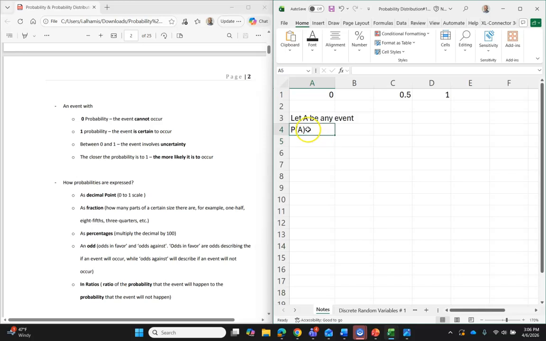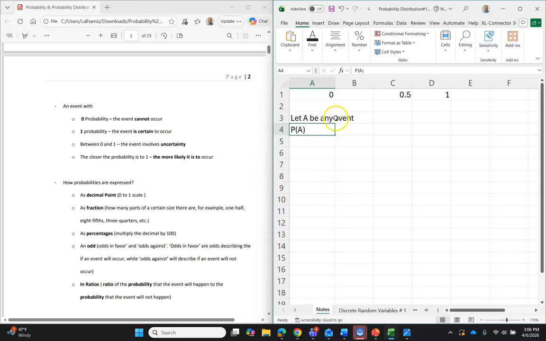So the next thing is for us to be able to express probability. So as I said, we can write probability as probability of an event. And so if our event is A, then we can write that event as probability of A, or probability of event A. Now, probability can be expressed in a number of ways, which are actually mentioned in our notes. One is decimal points, and that decimal point is a 0 to 1 scale.